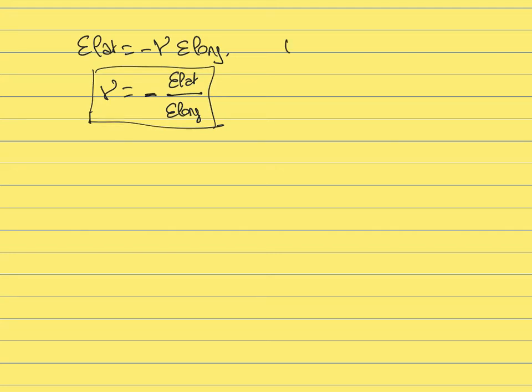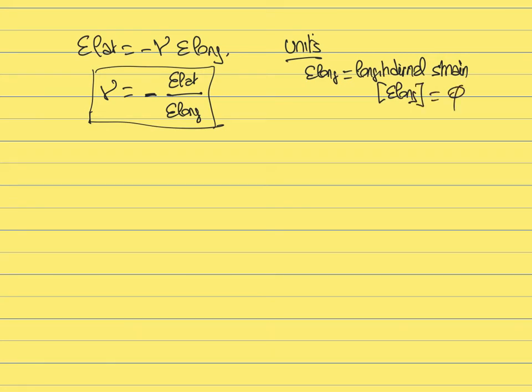Now let's look at the units. In this case, the longitudinal strain, the strain along the longitudinal direction, has no unit; it's a meter divided by meter. Then you have the lateral strain, epsilon lat, this is the lateral normal strain. Same thing, this quantity does not have any unit.